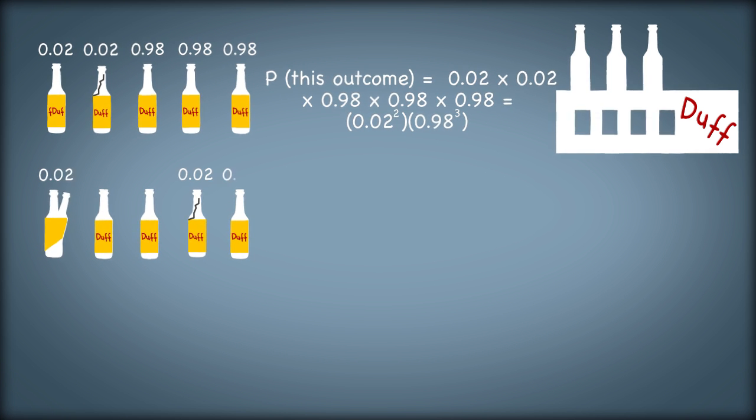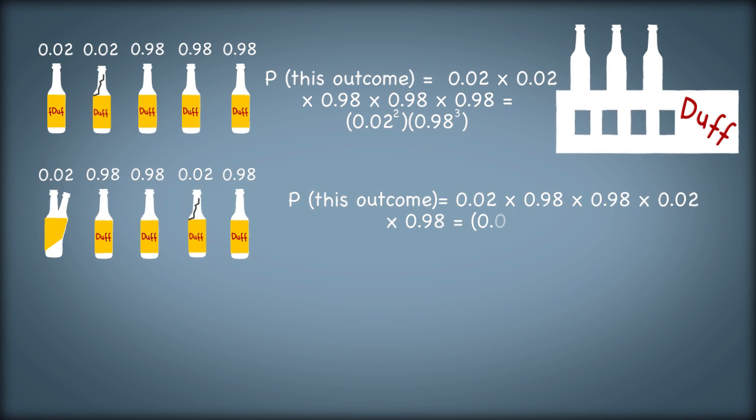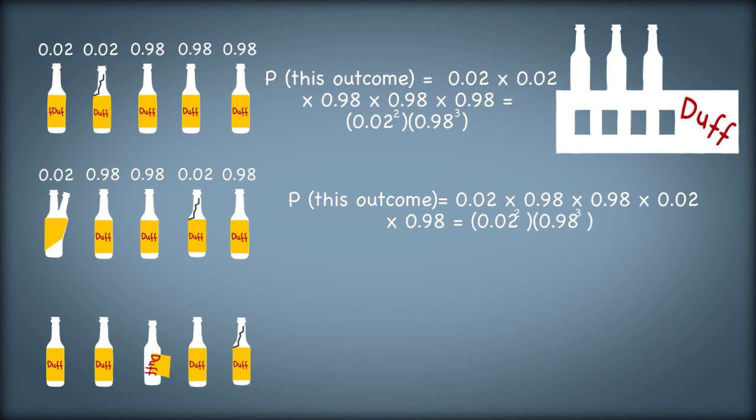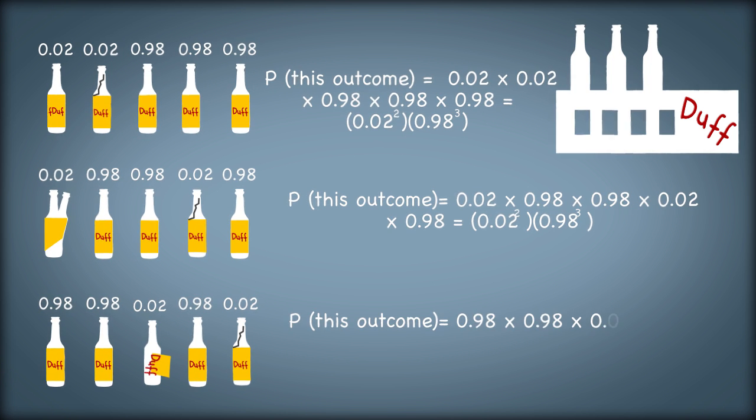Let's look at another possible way to get two out of the five defective bottles. The first and fourth bottles are defective. The probability that this happens is 0.02 times 0.98 times 0.98 times 0.02 times 0.98, which is 0.02 to the 2 times 0.98 to the 3. Another way to get two defective bottles and three non-defective bottles is for bottles 3 and 5 to be defective. The probability of this outcome, just like the others, is 0.02 to the 2 times 0.98 to the 3.